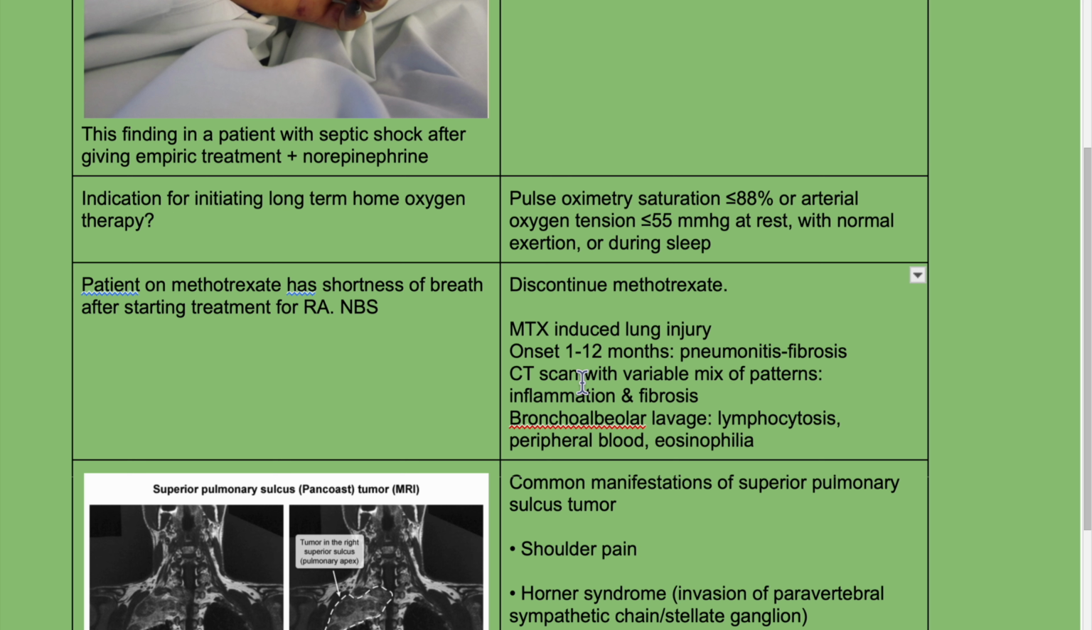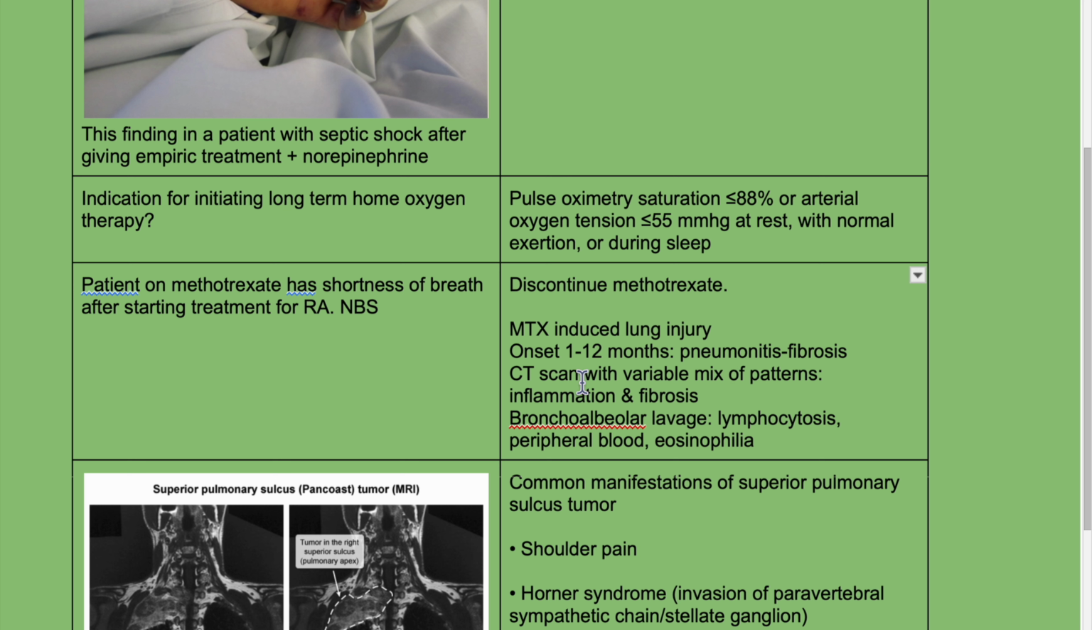CT scan will show a variable mix of patterns, inflammation, and fibrosis. Bronchoalveolar lavage, lymphocytosis, peripheral blood eosinophilia. Okay. So BAL will show lymphocytosis, and peripheral blood will show eosinophilia. Methotrexate causes lung injury. That's the main takeaway. And it will show up on CT scan as inflammation and fibrosis.